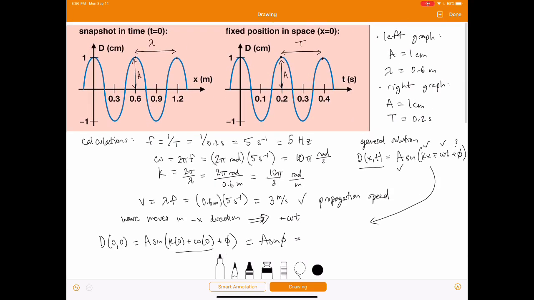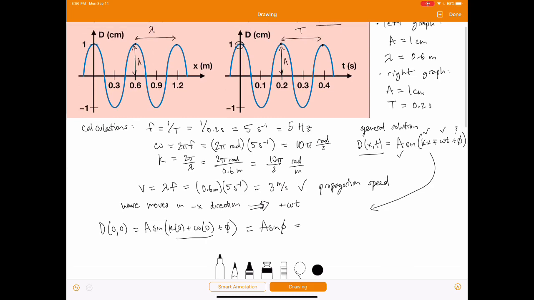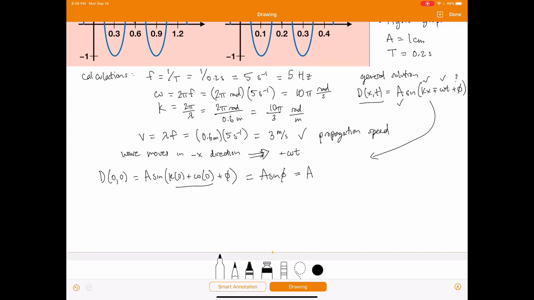And okay, well, let's take a look. When x is equal to 0, let's look at the graph on the right here, and t is also equal to 0, this is our displacement. In other words, we're at the peak or the crest of the wave. The displacement is equal to A, the amplitude. And so sine of the angle is equal to 1. The angle in question is pi over 2. So if you ask the question, sine of what angle gives you 1, the answer is pi over 2 radians.